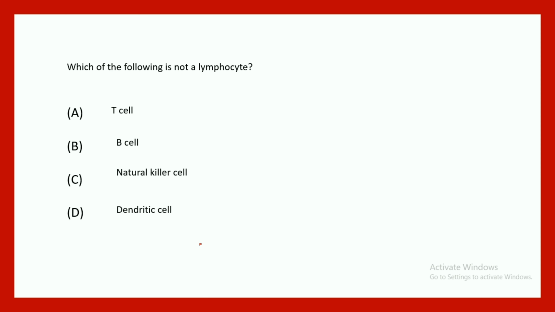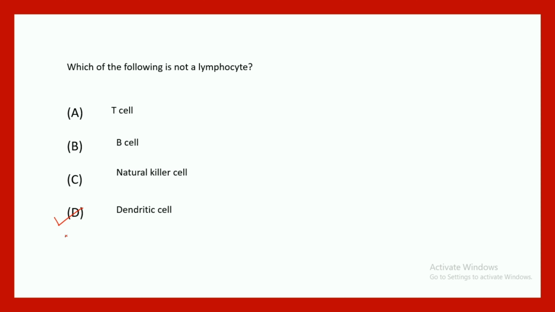So let's begin. First question is, which of the following is not a lymphocyte? The options are A, T cell, B, B cell, C, natural killer cell, and D, dendritic cell. Pause for a moment and try to solve this question by yourself. Hopefully by now you have solved this question and the correct answer would be the dendritic cell.